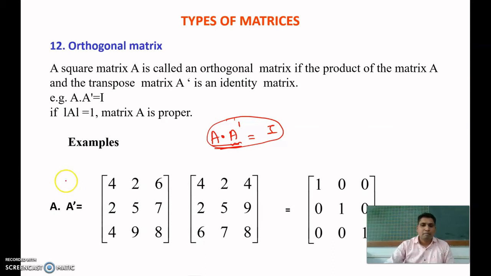So this is one example. This is matrix A and this is its transpose. When we multiply them, we will get the identity matrix. So that means our matrix A is an orthogonal matrix. In exams, the question can be asked like this: you are given a matrix A and you have to prove that it is an orthogonal matrix. In that case, you have to find its transpose and multiply both matrices, and if you get the identity matrix, that means your matrix is orthogonal.